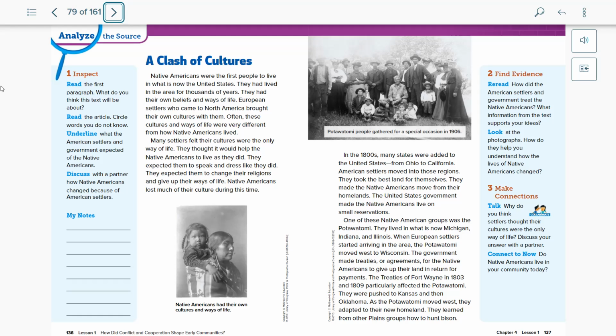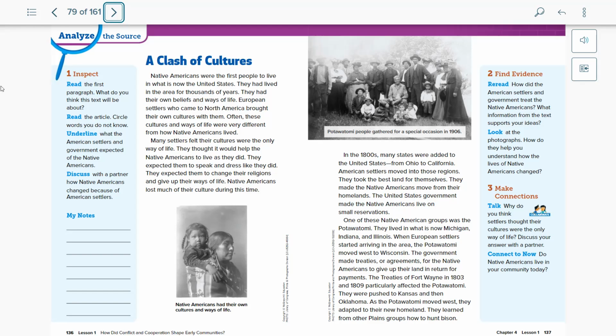Now let's go ahead and begin with the information in our blue bars. We're going to read the first paragraph and think about what the text will be about. Then we're going to read the full article, circle any of the words that you come across that you don't know, and underline what the American settlers and the government expected of Native Americans. For number 2, how did the American settlers and government treat Native Americans? What information from the text supports your ideas? And then look at the photographs. How do they help you understand how the lives of Native Americans have changed?